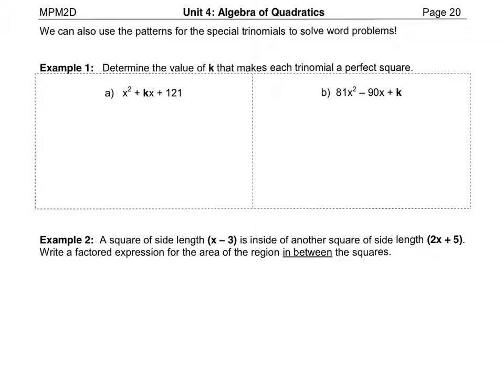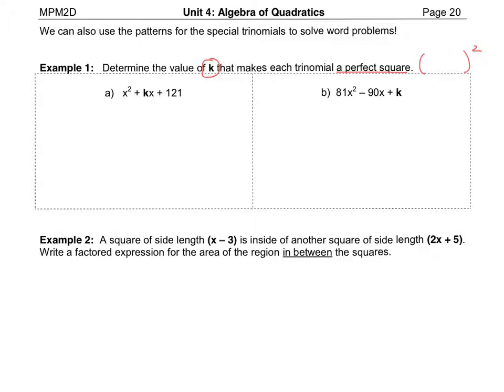We're going to use the patterns for special trinomials to help us solve word problems. Now this first example is not a super exciting word problem per se, but we'll figure it out. Determine the value of k that will make each trinomial a perfect square. So a perfect square is something to the exponent of 2.